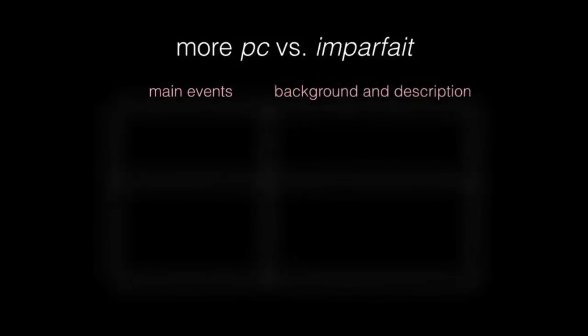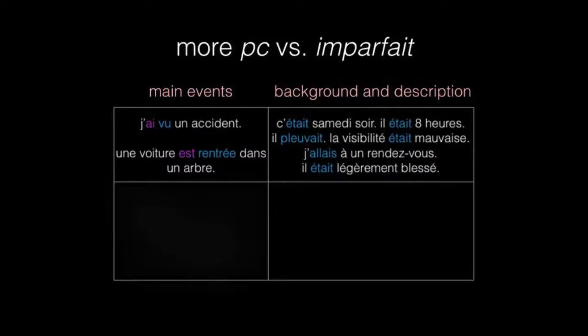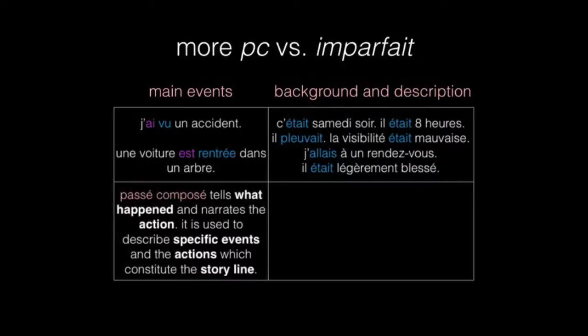Now for more comparisons with Passé Composé and imparfait, I made a nice little chart here for you. So for main events compared with l'imparfait, main events tell us Passé Composé tells what happened and narrates the action. It's used to describe specific events and the actions which constitute the storyline. For example, j'ai vu un accident, or une voiture est rentrée dans un arbre, which, that's kind of painful.